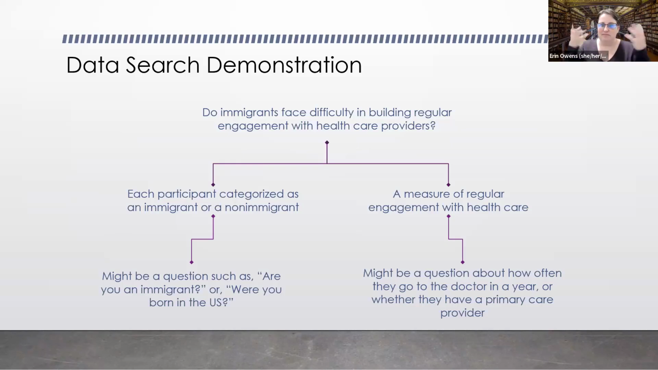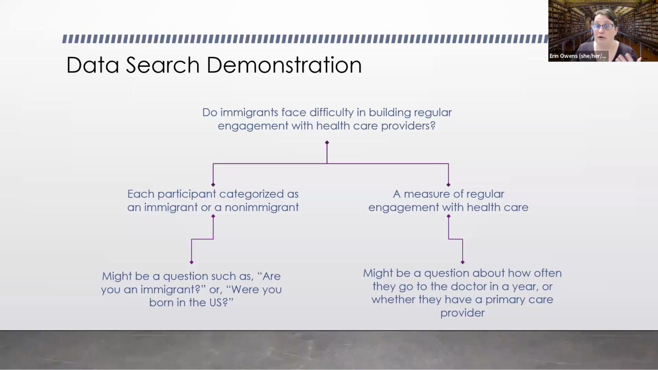So if I was imagining data that I would need, well, I need to know whether each participant is categorized as an immigrant or a citizen. I would need some status there to be able to apply the data to this question. I would also need one or more variables that address their engagement with healthcare. So knowing their immigrant status might be a question like, are you an immigrant, or were you born in the US? Are you a US citizen? Could be phrased lots of different ways, but we're going to find something of that genre. And then something related to engagement with healthcare.